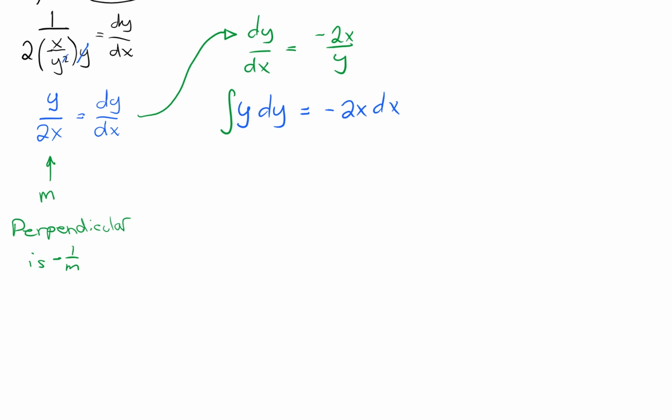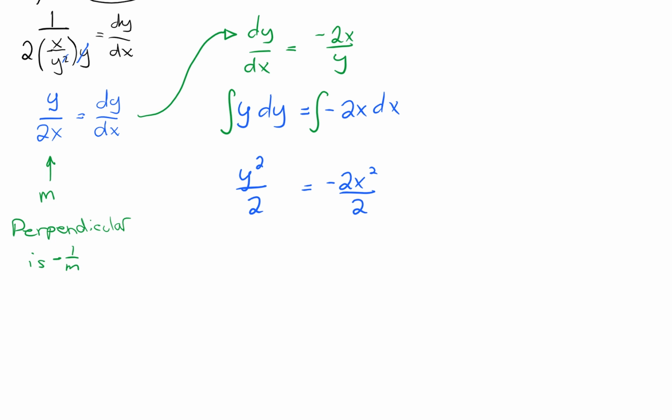I can now take the integral of both sides, sort of like performing a mathematical operation, just like if you multiply one side, you multiply the other. Take the integral of the left, integral of the right. You can think of it in those terms. So I integrate the left side, and it is y squared divided by 2. And then it equals negative 2x squared divided by 2, a couple of power rules.